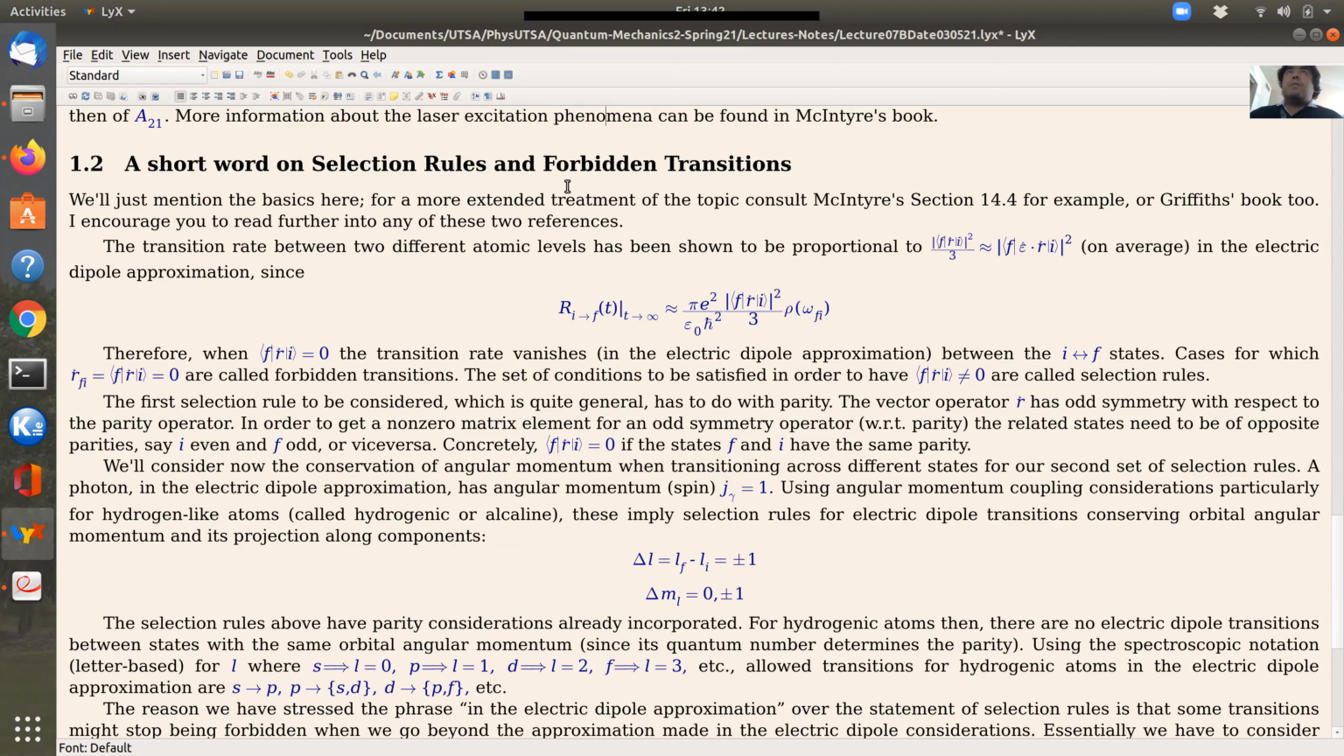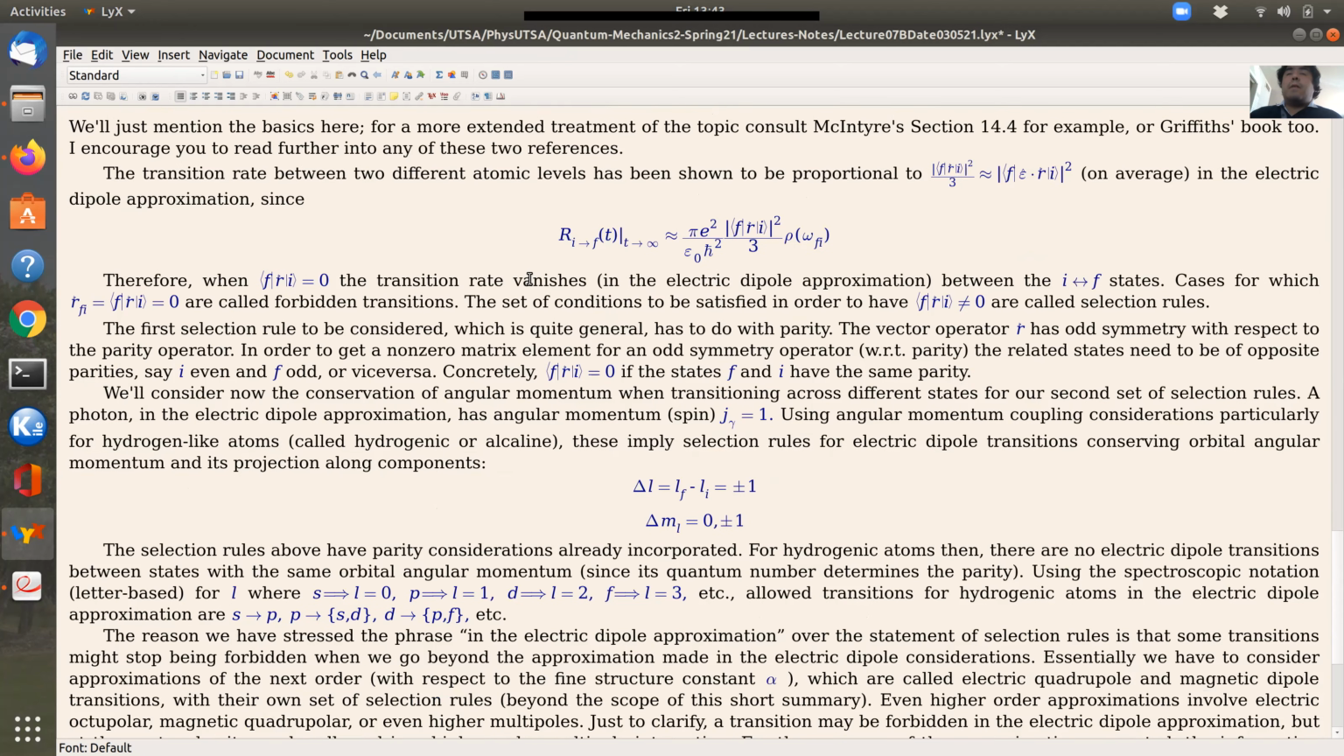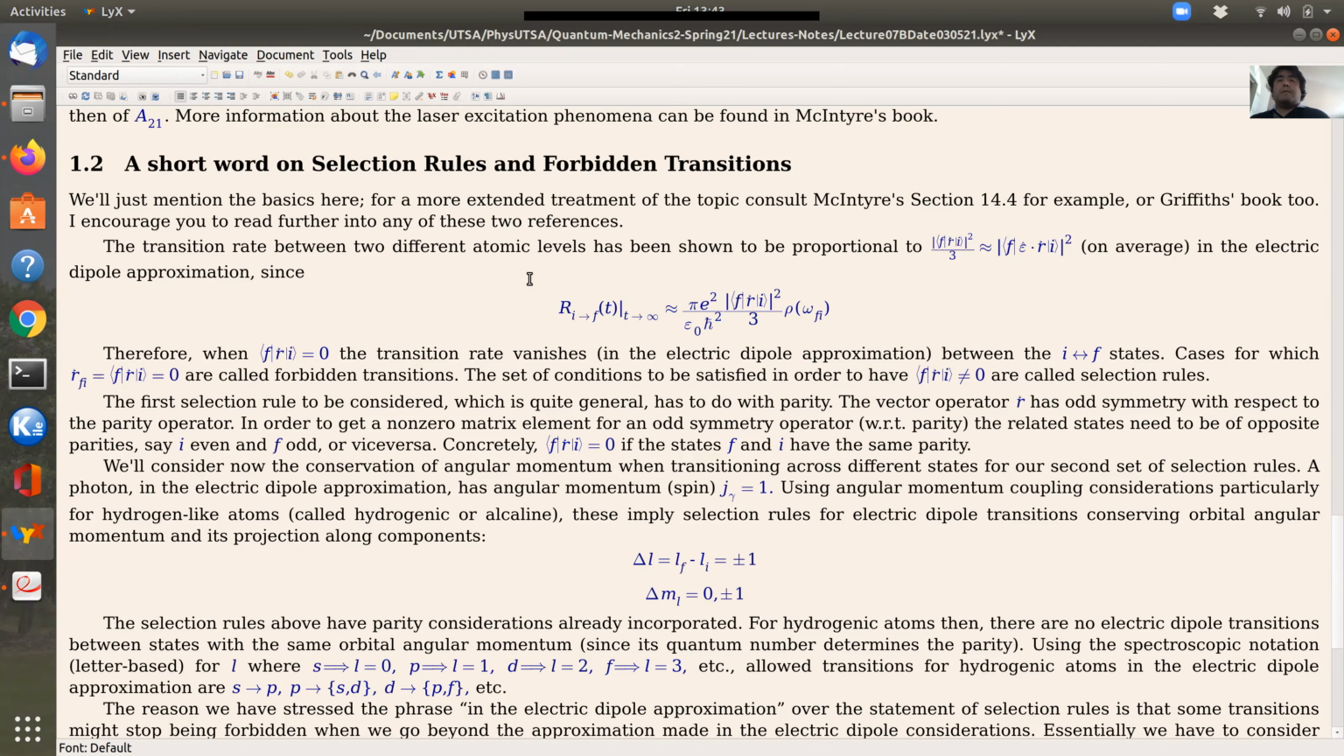So I'm just going to mention the basics that you should know. If you want to know more in detail part of this information, I encourage you to read either McIntyre's section 14.4 or the appropriate Griffiths sections. But I'm going to try to give a brief account of what's going on.